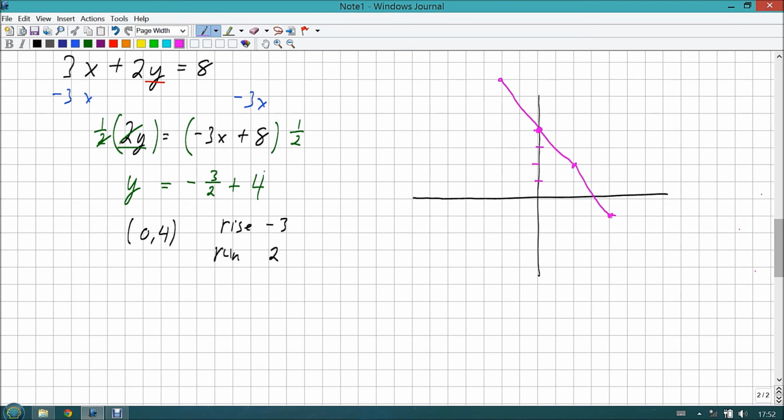And that should create a straight line. 1, 2, 3, 1, 2, 1, 2. No. This section's wrong too. Wow, Mr. O'Neill, you are awful today. Let's try that again. Drop 1, 2, 3, 1, 2. 1, 2, 3, 1, 2. Here we are. There. And that should be a straight line.